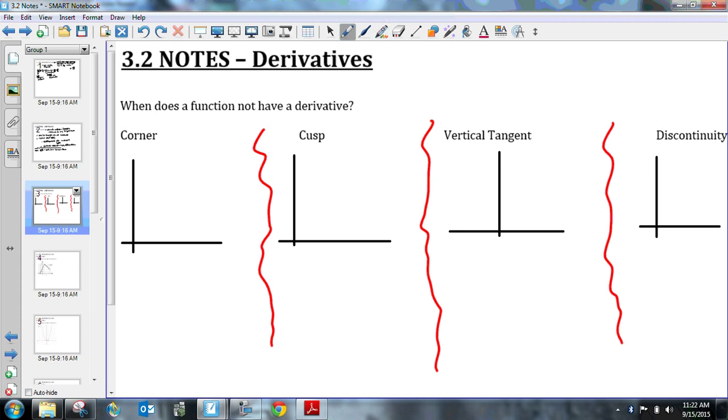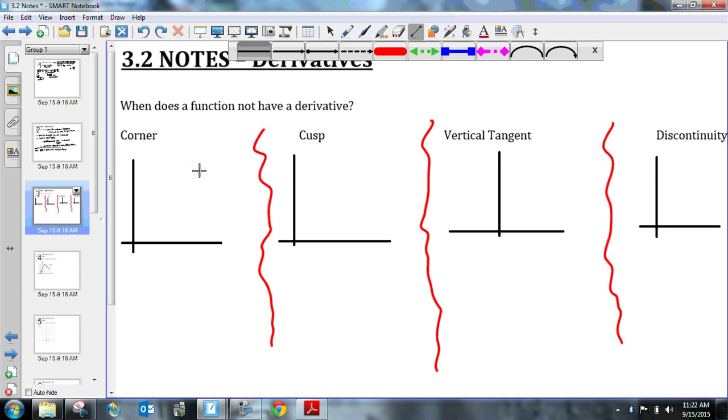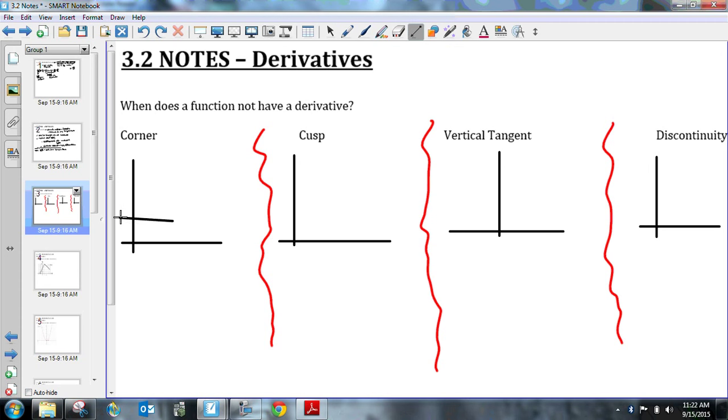And so what I know is that let's say I have what's called a corner. Okay, so I've got this function here, and the function is kind of split up into these two different lines that intersect at this point. I'll call this point 1, x equals 1, and I'll call this function f of x.